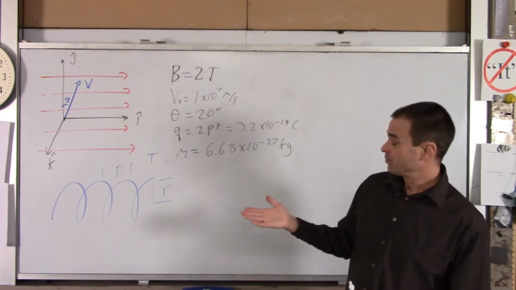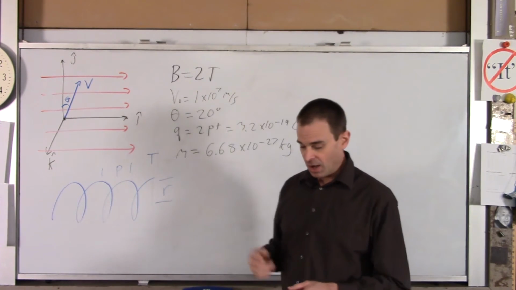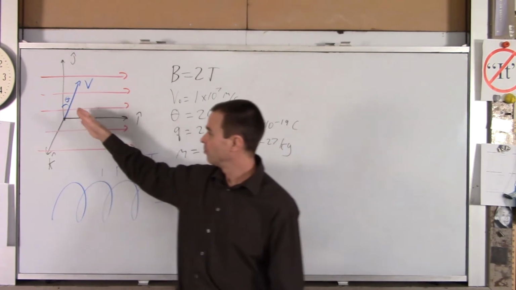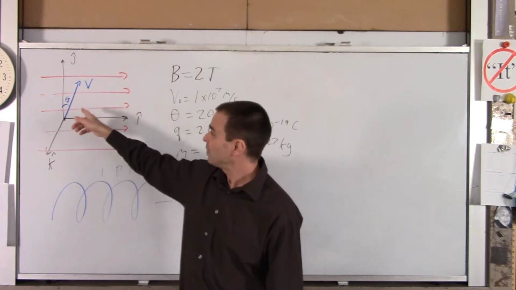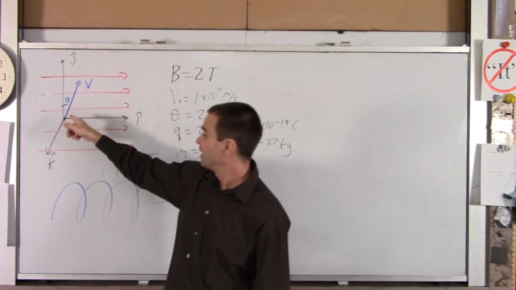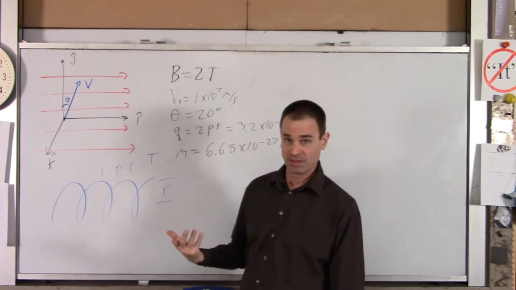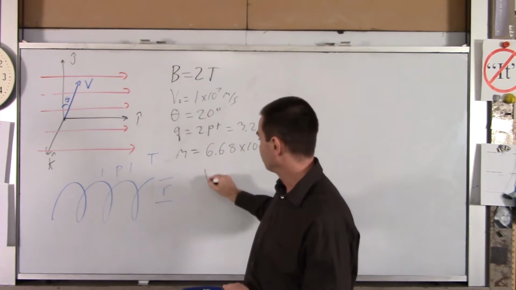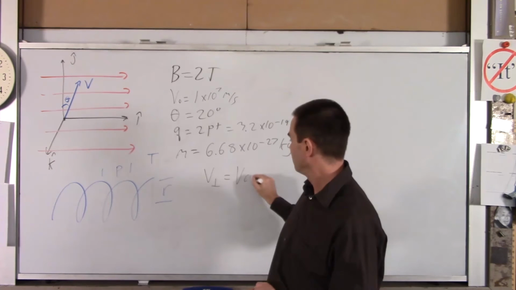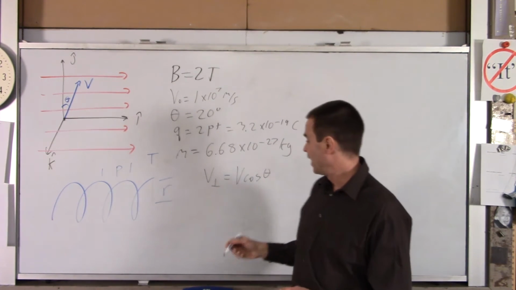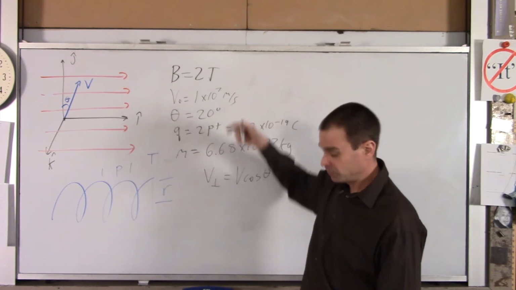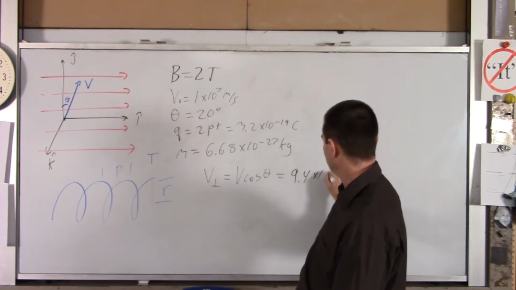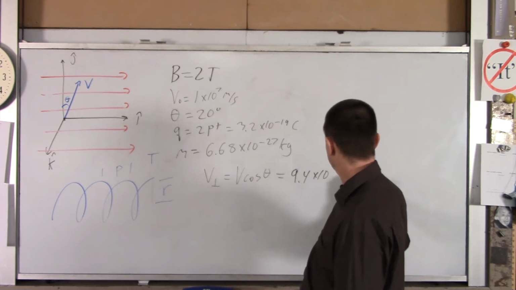Now, in order to find the radius and pitch and period, we first need to start by figuring out the components of that velocity. We want to know how much of that velocity is perpendicular to the magnetic field and how much is along the I-axis, parallel to the magnetic field. Well, that's really simple. The perpendicular component, which I'll name V perpendicular, is simply V cosine of that angle. So you take 1 times 10 to the 7th times cosine 20, you get 9.4 times 10 to the 6th meters per second.